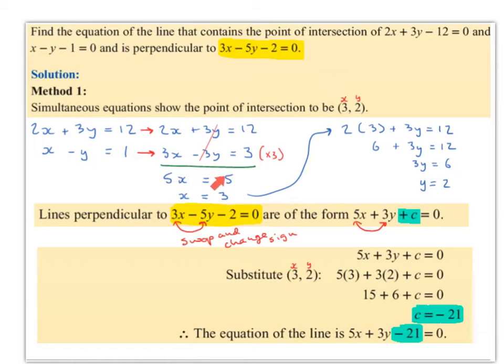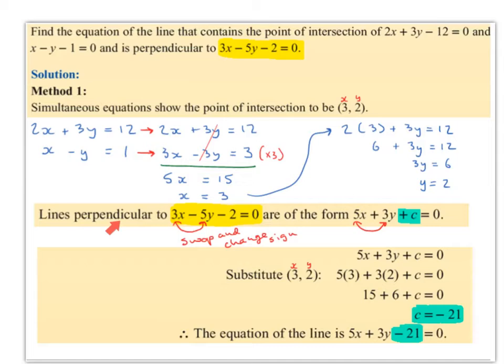Then we sub 3 into one of the equations. We swap that x for a set of brackets and put 3 into it. So we get 2 times 3 + 3y = 12, which gives us 6 + 3y = 12, which gives us 3y = 6, and dividing by 3 we get y = 2. So that's how we got 2 for the y value. This is the point of intersection of the two lines.